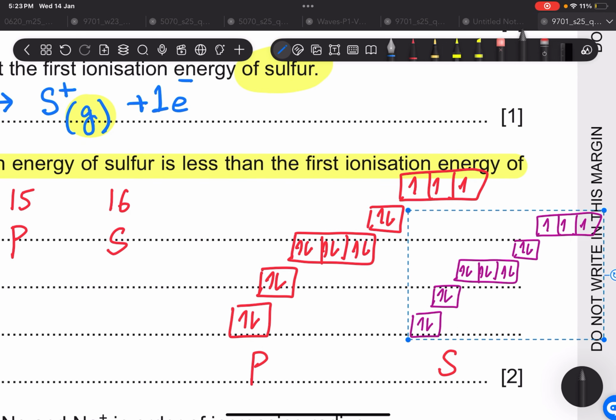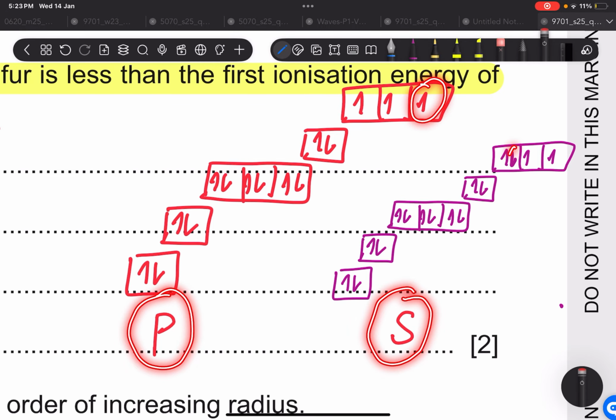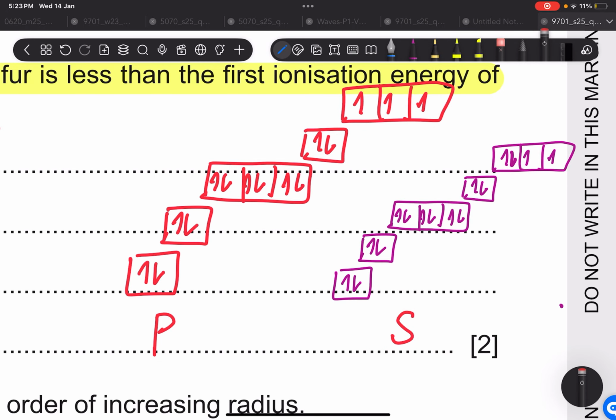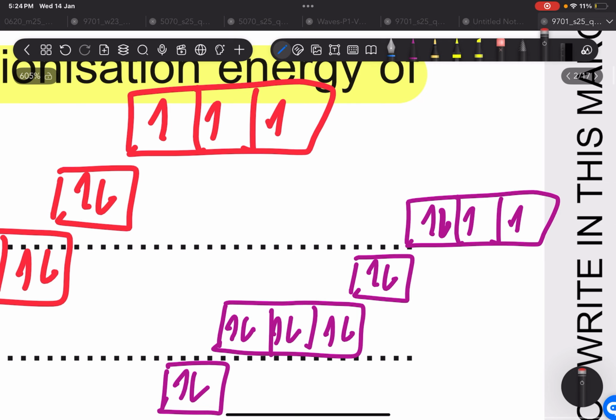Now you see that for the first ionization energy of phosphorus, I got to remove this electron. But for the first ionization of sulfur, I got to remove this electron. And you know that this electron is going to be removed more easily. Why more easily? Because it's facing spin pair repulsion from this fella right here. This guy right here is causing a spin pair repulsion on this electron that has to be removed. So there's going to be an ease in removing this electron.